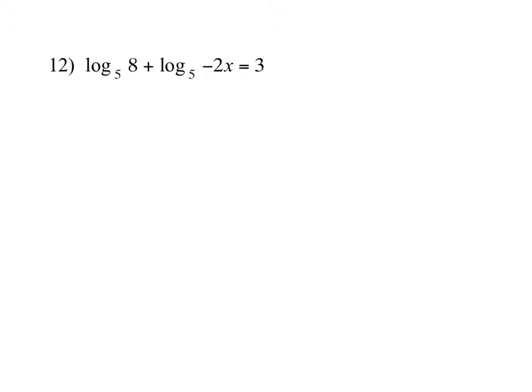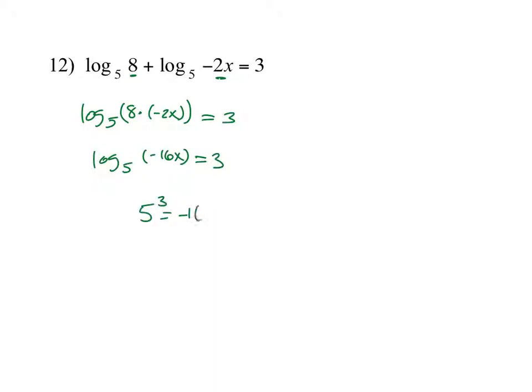Next one, again, I'm going to combine them. So I'm multiplying this times that. So logarithm base 5 of 8 times negative 2x equals 3. So logarithm base 5 of negative 16x equals 3. So 5 cubed equals negative 16x. Then I'm just going to divide by negative 16 on both sides. So x equals 5 cubed, so 125 divided by negative 16 is negative 7.8125.